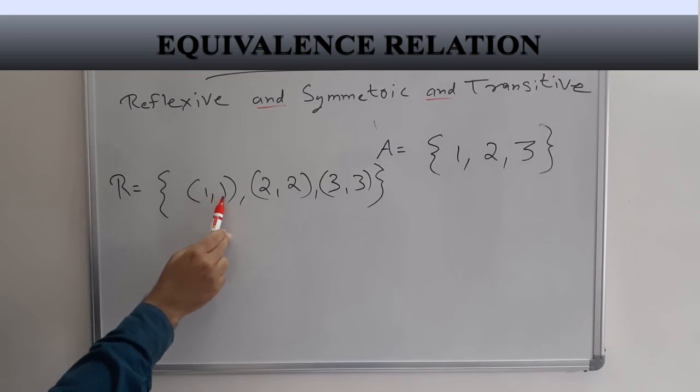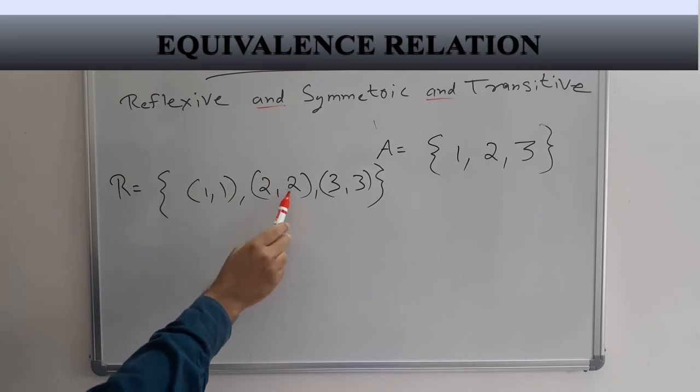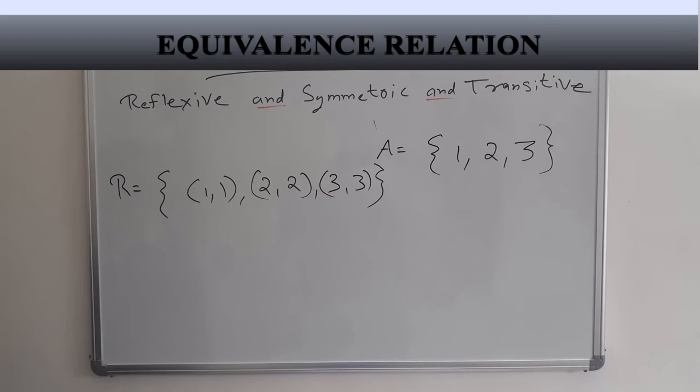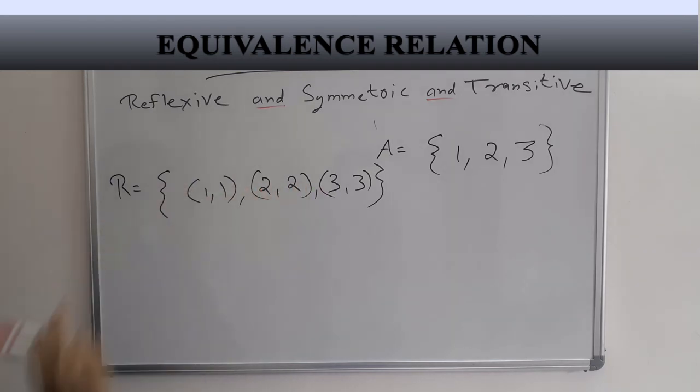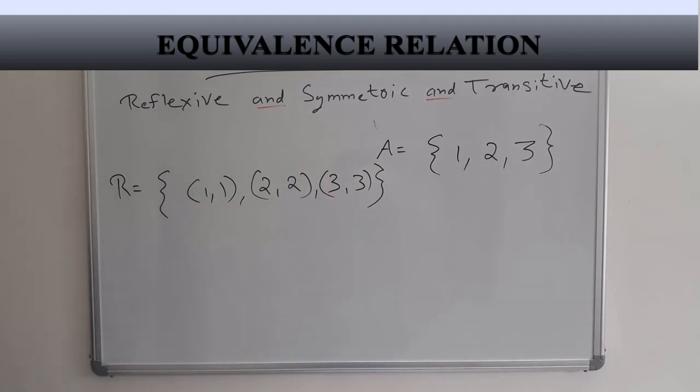So it is 1 1 and there is no other pair starting with 1. So the second condition is missing. So we are safe. We go to the second pair. See, the 2 is missing in any other pair. We have 2 2 and the 2 2 is here only. So the second condition is really missing. And for the 3 3 also the second condition is missing. So it is transitive. So it is reflexive, symmetric and transitive together. So it is an equivalence relation.